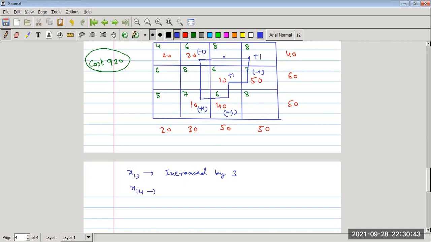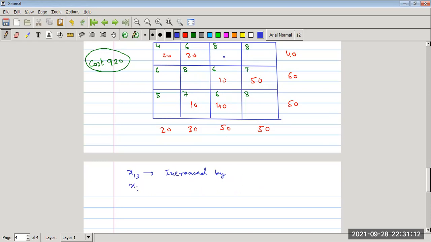So X14 is 8 minus 6, plus 7, minus 6, plus 6, minus 7. It is 8 plus 7, 15, 15 plus 6, 21, 6 plus 6, 12, 12 plus 7, 19. So 21 minus 19, it is 2. So it is again increased by 2. So we don't prefer this point also.